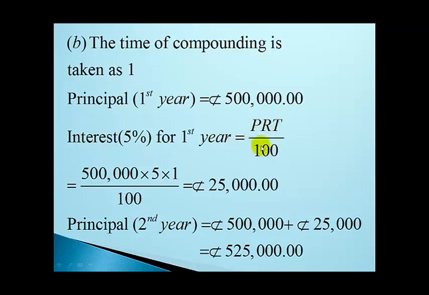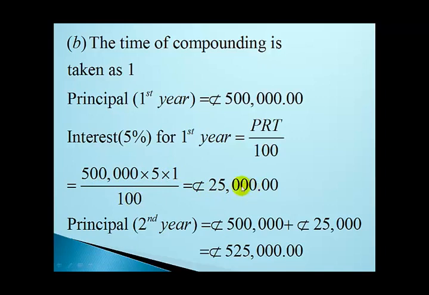Now the principal is 500,000. So times the rate is 5 times the time is 1. That's 1 year divided by 100. Now 500,000 times 5 times 1 divided by 100 is equal to 25,000.